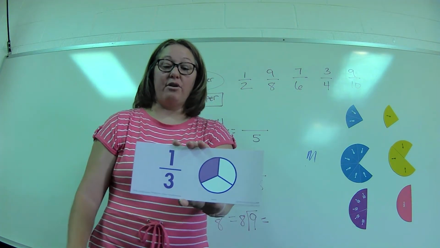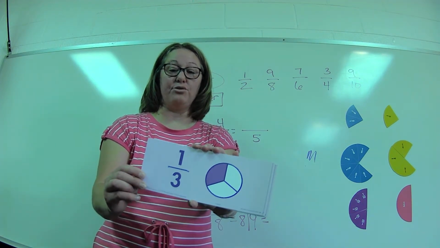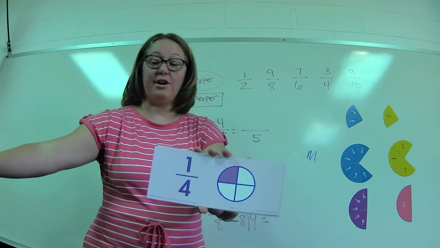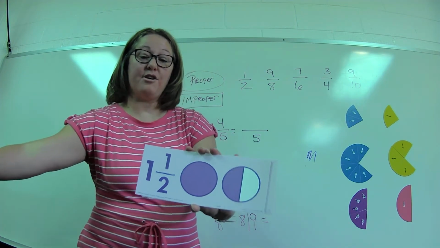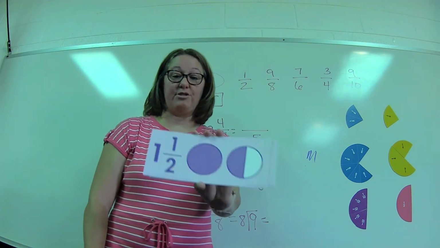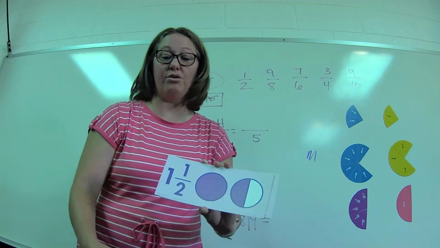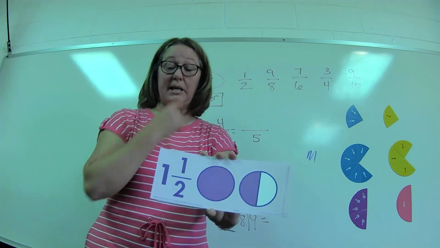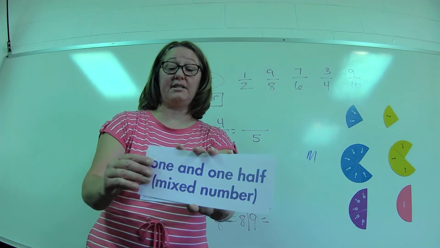Here, you have 1/3. You have 3 available pieces, and you have used 1. Here, you have 1/4. Here, what do we have here? That's right, we have a mixed number. We have 1 whole, and we have 1/2, and if we put it together, we have 1 1/2, and it's reminding us again that it's a mixed number.